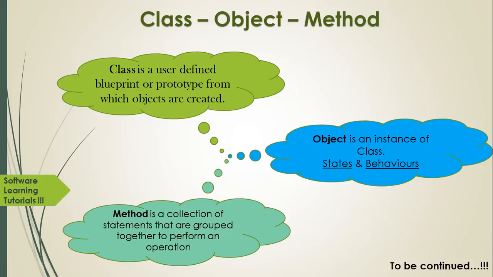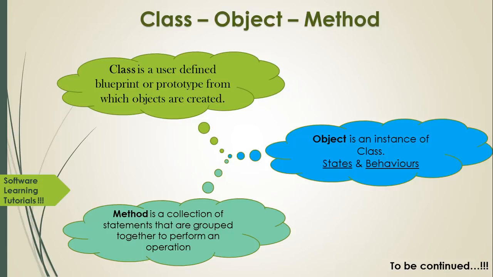Anything on this earth that has states and behavior, we can call an object. As humans, we are also objects because we have different names, different heights, different weights, and different behavior as well. We can speak, we can eat, we can walk, we can talk, and all those things. So these are the things which make an object in a real life scenario as well. And the third one is the method. As the name says, the method is a collection of statements that are grouped together to perform an operation.